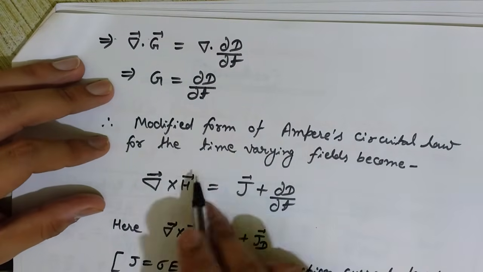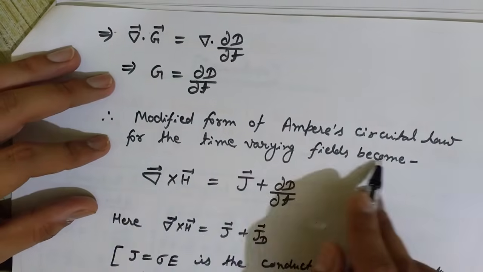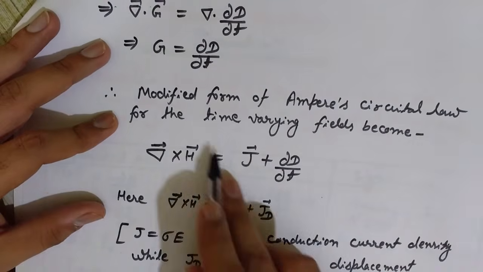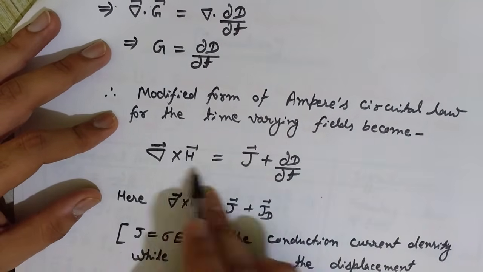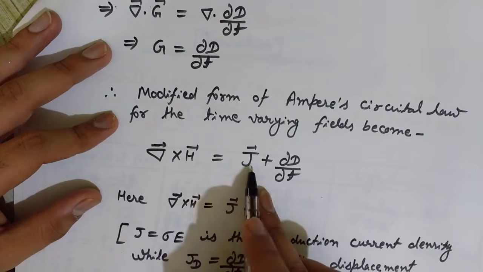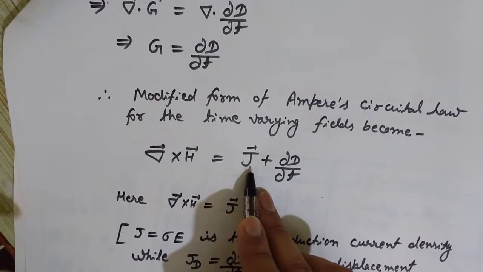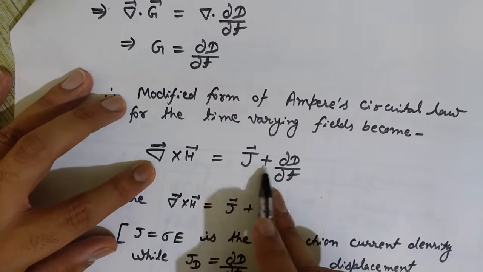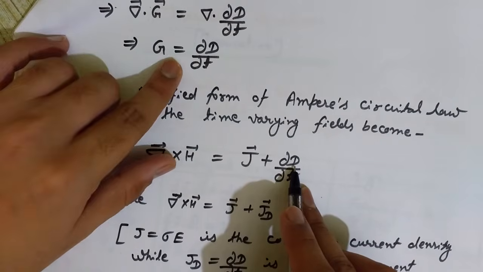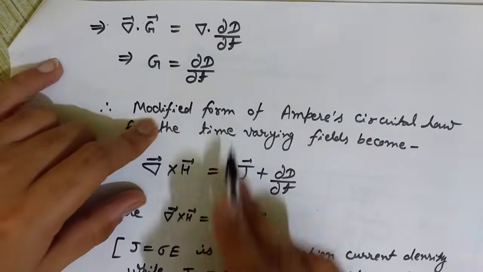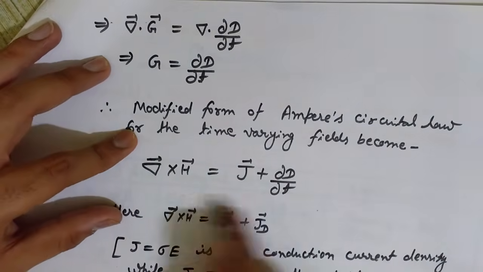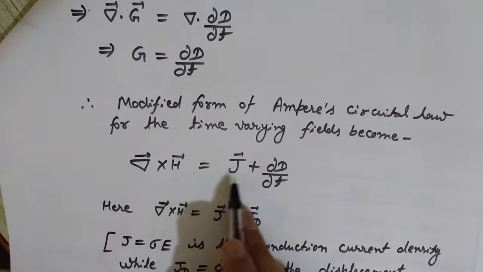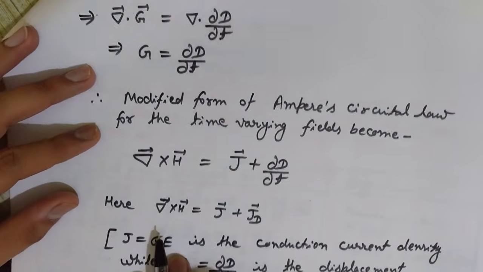So this is a modified form of Ampere's circuital law for time varying fields. This is the equation after modification. It can be used for time varying fields. Up to this point, curl of H equal to J was for non time varying fields. But here we had curl of H equal to J plus G, and G is replaced by this term, del D by del T. Now it is the complete Ampere's circuital law, or complete Maxwell's fourth equation, that curl of H is equal to J plus del D by del T.